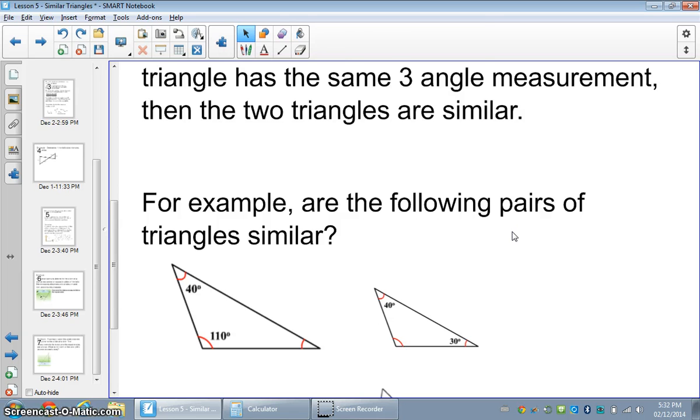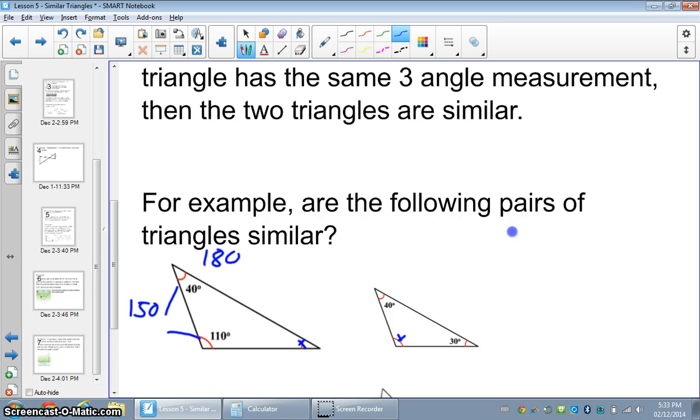All right. So we need to figure out this angle here and this angle here. So again, we add up the two angles we know. These add up to 150, and then we subtract from 180, which is all three combined, and we get 30 degrees. Okay, so right away we could say, okay, well, I know I have a 40 and a 30 here. I have a 40 and a 30 here. There's only one option for this angle, right? And that option is to have this one as 110.